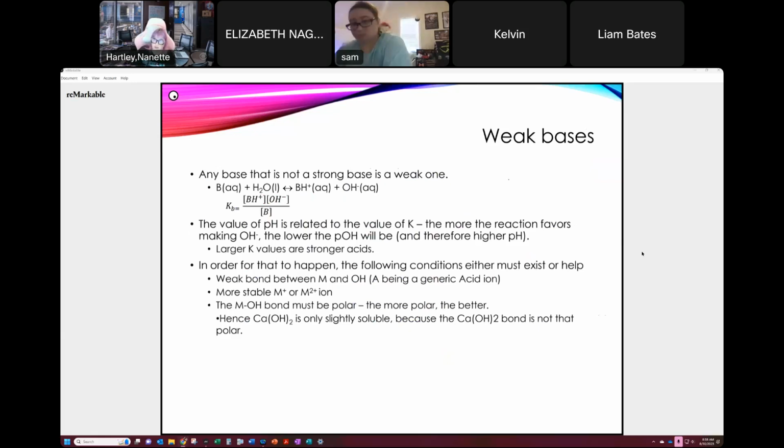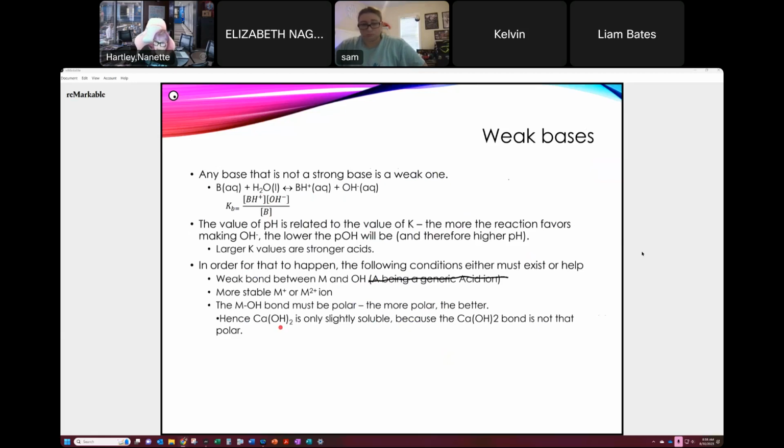Okay. And in order for that to happen, the following conditions either must exist or help. Weak bonds between that metal, because it's almost always a metal, and the OH. So a weak bond between that metal and that OH minus. The more stable that BH plus is, that's the better situation. And that MOH bond has to be polar.